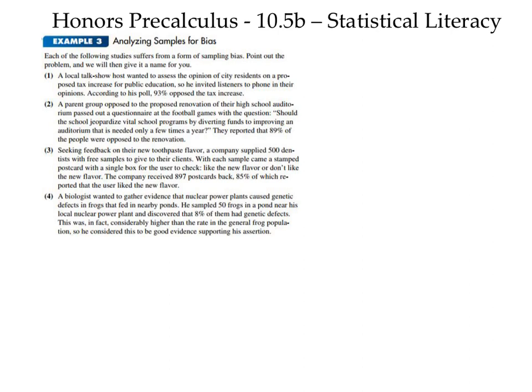Each of the following studies suffers from a form of sampling bias. Point out the problem, and we'll then give it a name for you. Number 1. A local talk show host wanted to assess the opinion of city residents on a proposed tax increase for public education, so he invited listeners to phone in their opinions. According to his poll, 93% opposed the tax increase.